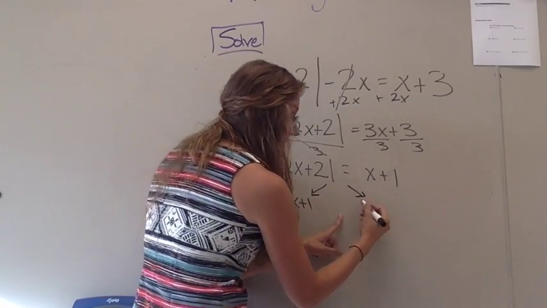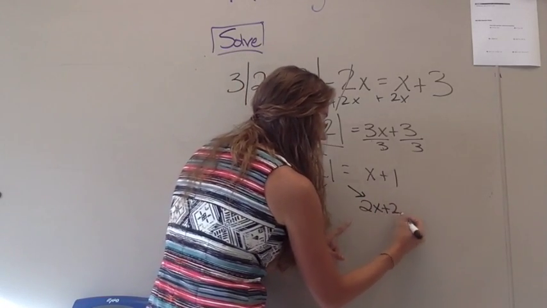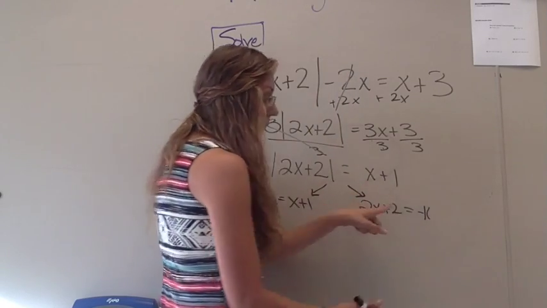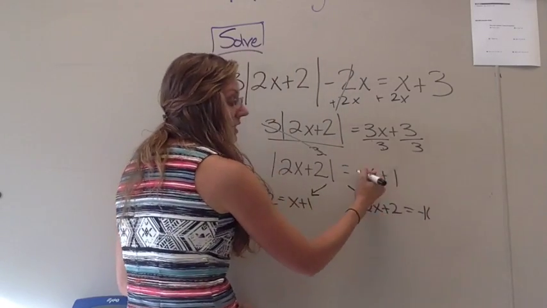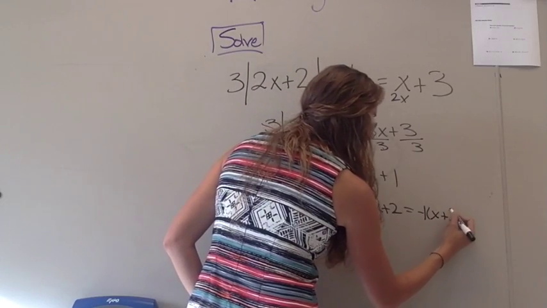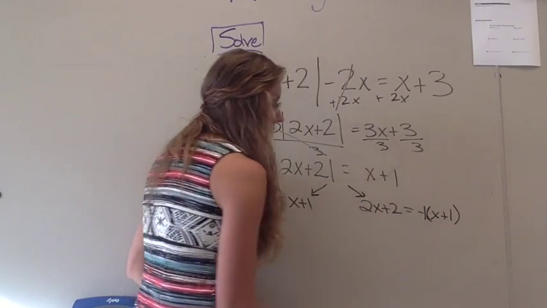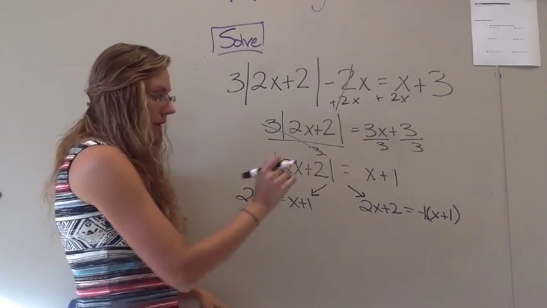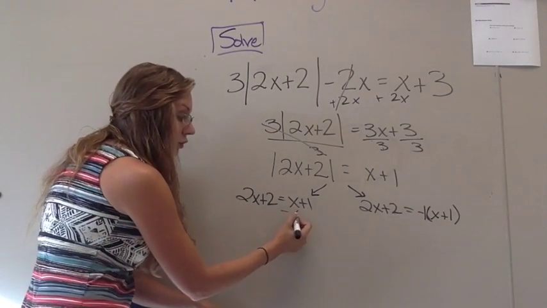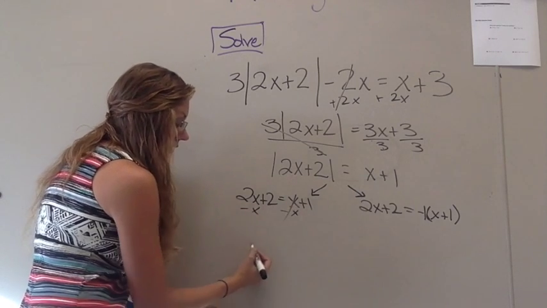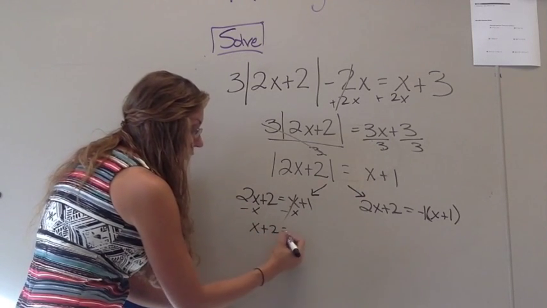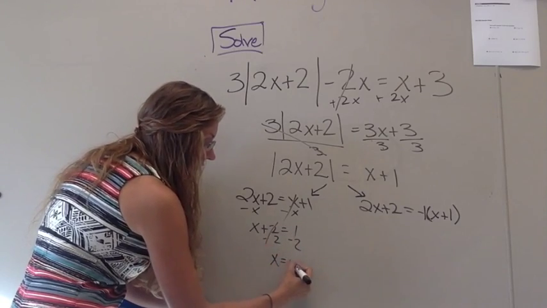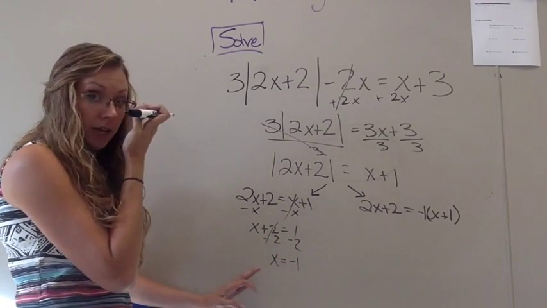This split is going to still be 2x plus 2, but over here I have to make it my negative. Okay, so I'm going to put a negative 1 that I distribute to this entire side, x plus 1. Okay, I'll hop over here, solve this one down. It's nice and easy. I don't have to worry about the distributive property. I'm going to subtract x. I get x plus 2 equals 1, minus 2, minus 2. X equals negative 1. I'm going to check it in a second.